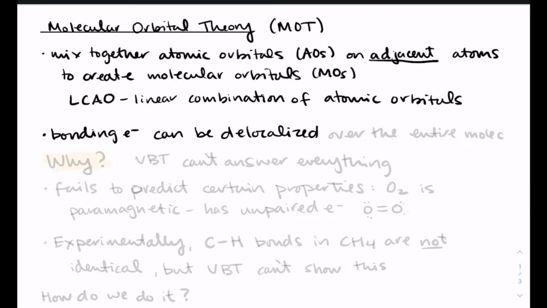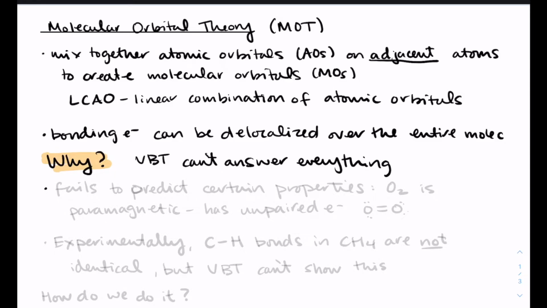So I have some examples of some things that valence bond theory can't answer. It fails to predict certain properties of molecules. Oxygen is paramagnetic, which means that it has unpaired electrons. Now, if you were to draw a Lewis structure for O2, it would look like this Lewis structure that I have here. Everything is paired up. If you drew a valence bond theory picture for this, there's no place where electrons would be unpaired. However, experimentally, we know oxygen has unpaired electrons.